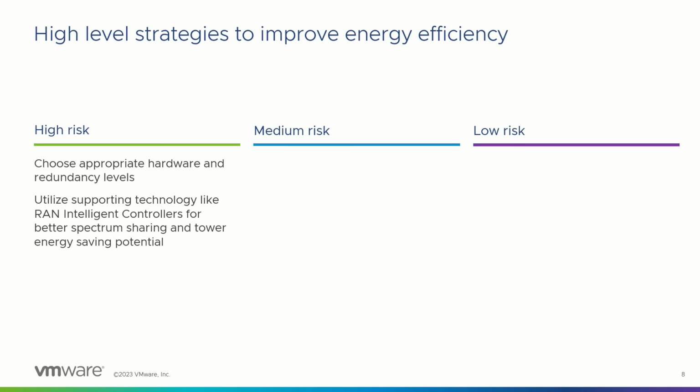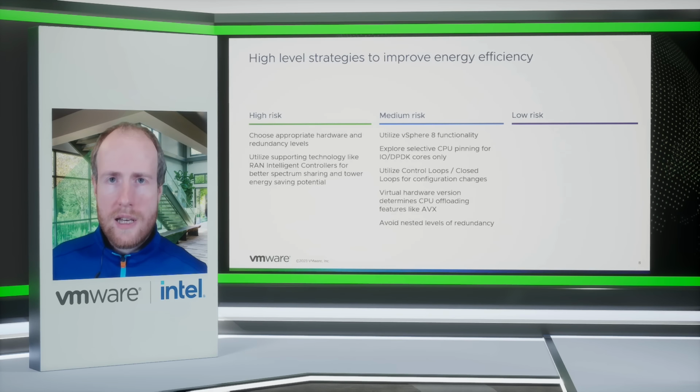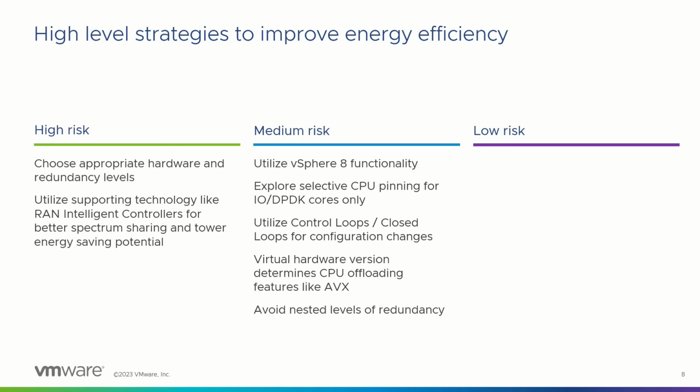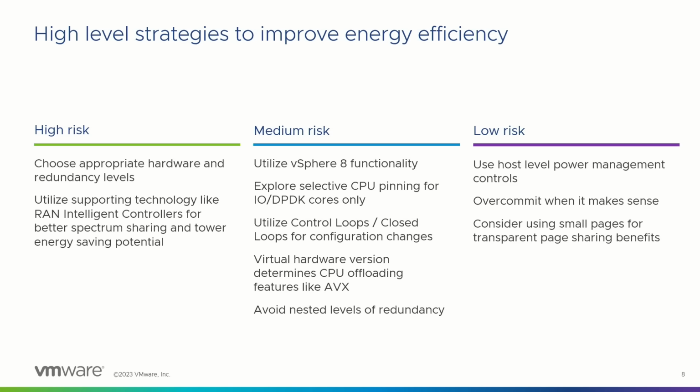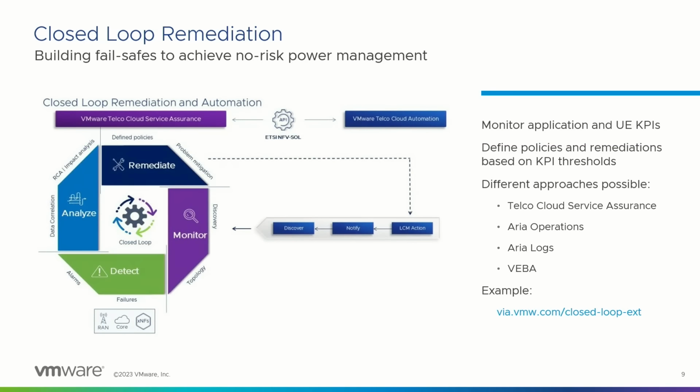In the medium risk area, modern hypervisor technology offers many benefits to increase efficiencies. So start by exploring and utilizing those features and functionalities after you have tested them. And in the low risk areas, overcommitment and host power management can offer substantial efficiency improvements. Valentin is going to cover especially the power management piece in just a tiny bit.